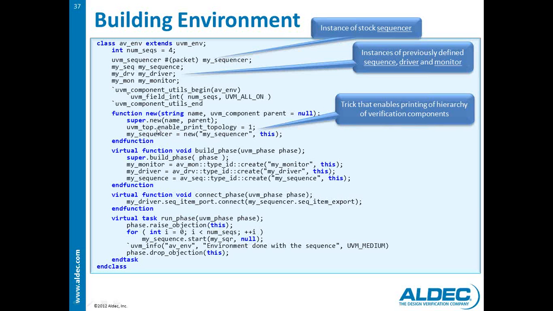For instance, you can use UVM top enable print topology variable that sits inside your environment. In this case, if you enable printing topology at the beginning of simulation, you will get nice printout of all classes and dependencies between them as you created them. So if you are not sure what you are doing, it can be very helpful debugging tool.